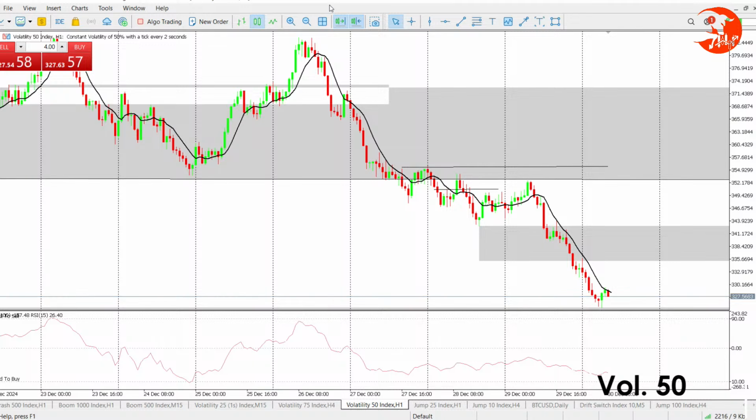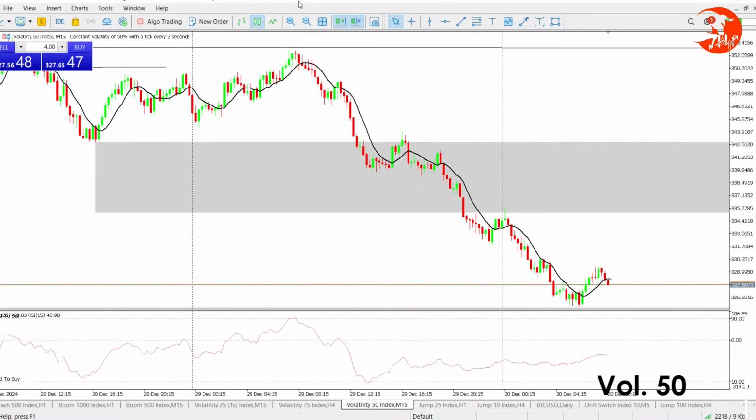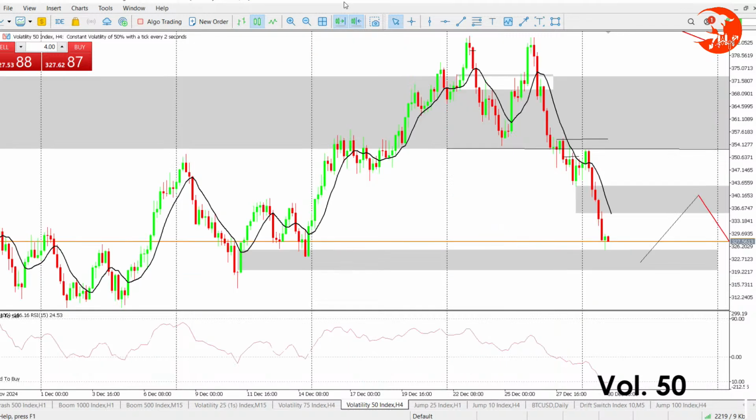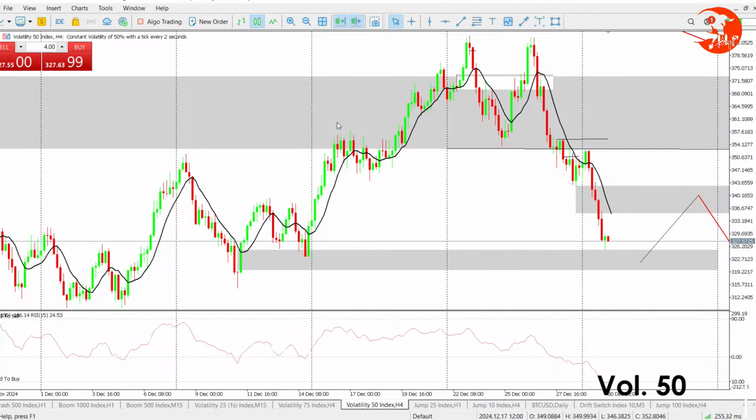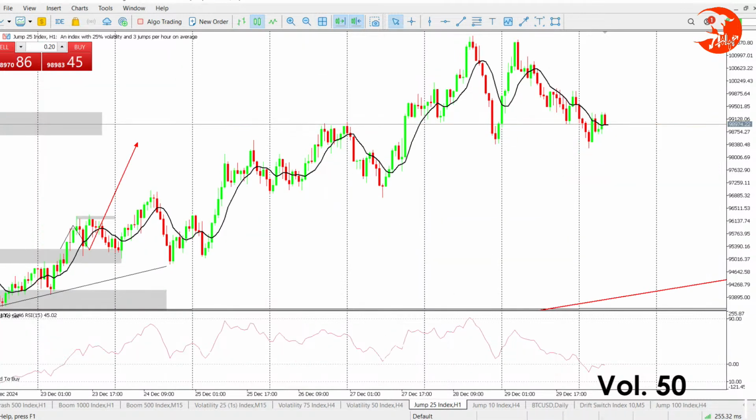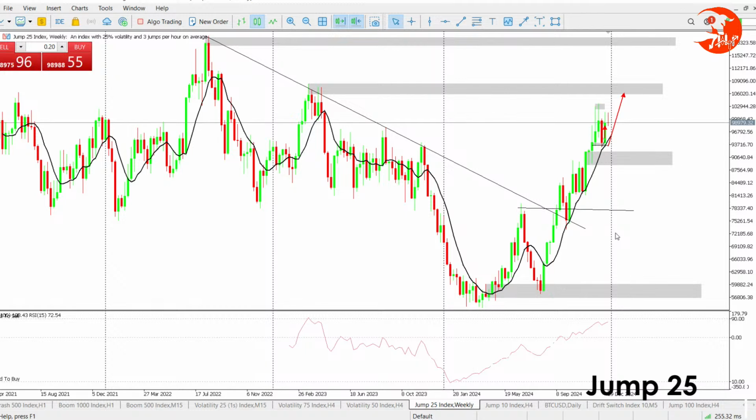The sell is on H1, but I wouldn't risk it still. Rather wait for H4. Jump 25, second last, as we call it a day. Second last, Jump 25. All right, so let's do this. Jump 25 weekly. So that's the focus right there.